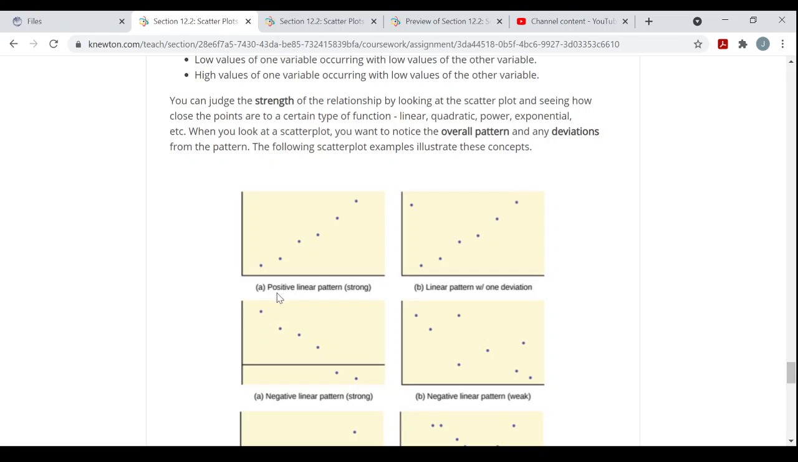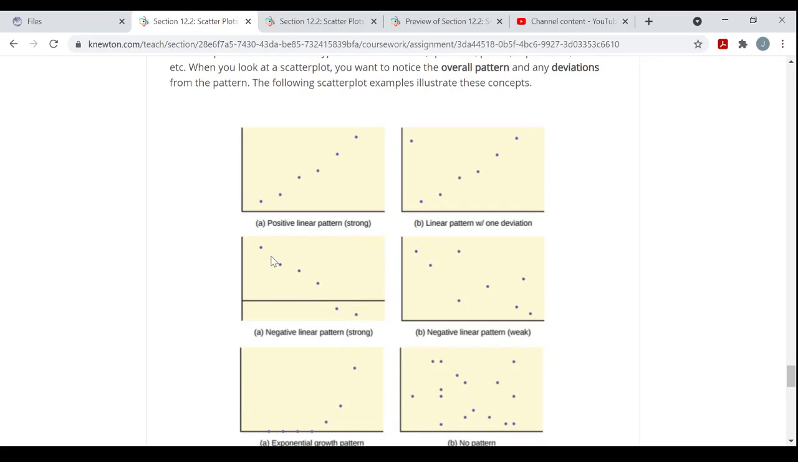So they would say that this has a positive linear pattern, and it's pretty strong, right? Because again, these points are pretty close to forming a straight line. There are just a few deviations, right? A few points that make it not a straight line. Here, this is also that same linear pattern with one big deviation, right? This one point up here. But still, I would say that the scatter plot has a positive linear pattern. You have this one outlier over here, one deviation.